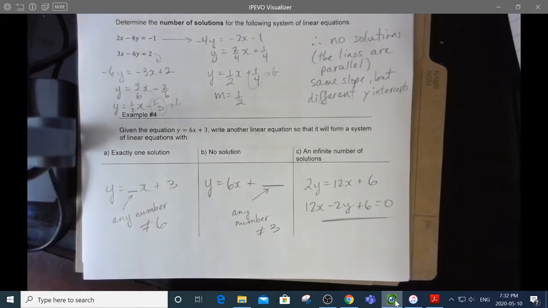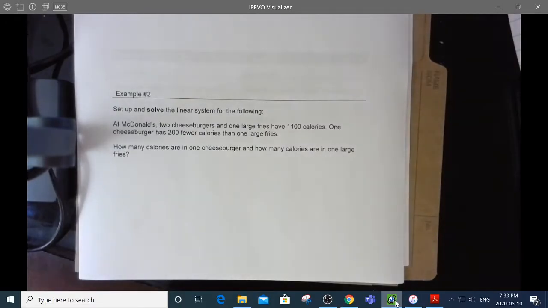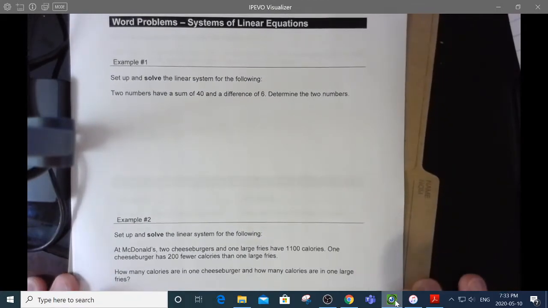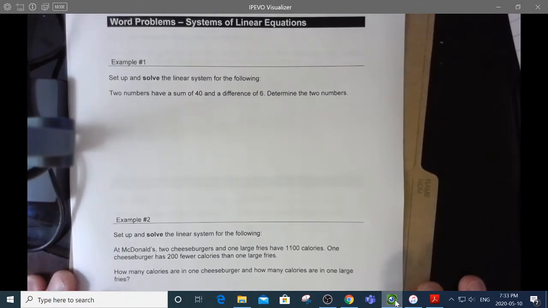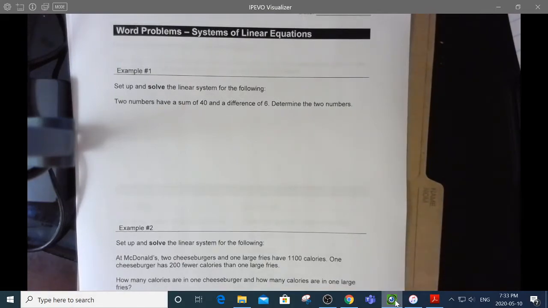So that's really all there is to 7.6. But this isn't an actual chapter in the book, but what we've done so far is we've kind of skipped assigning you word problems to solve. So we're going to set up and solve some word problems, and then we're going to do a blast from the past. We're going to go back to the first notes we did in this chapter. All right, example 1. Set up and solve the following linear system. Two numbers have a sum of 40 and a difference of 6. Determine the two numbers.